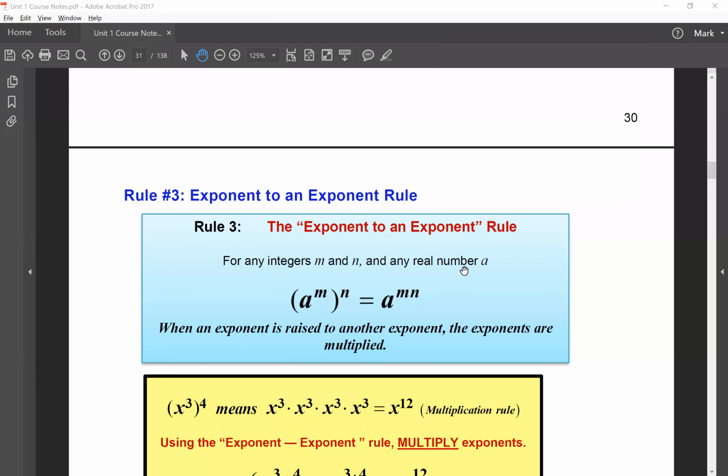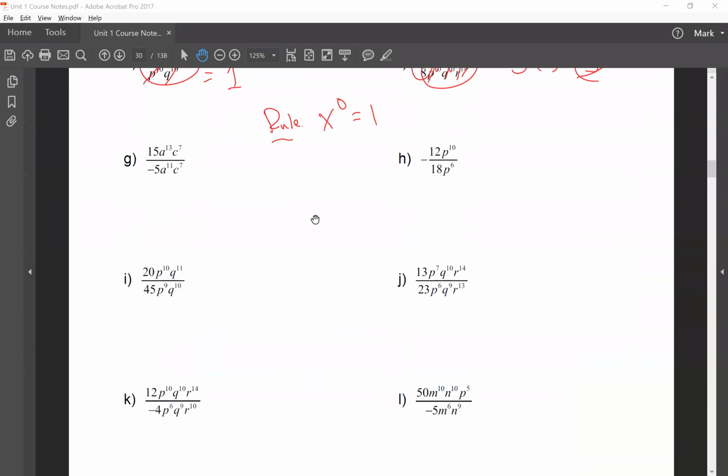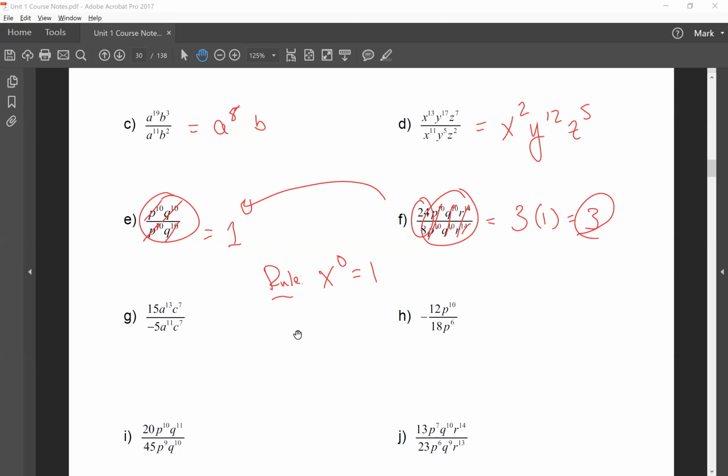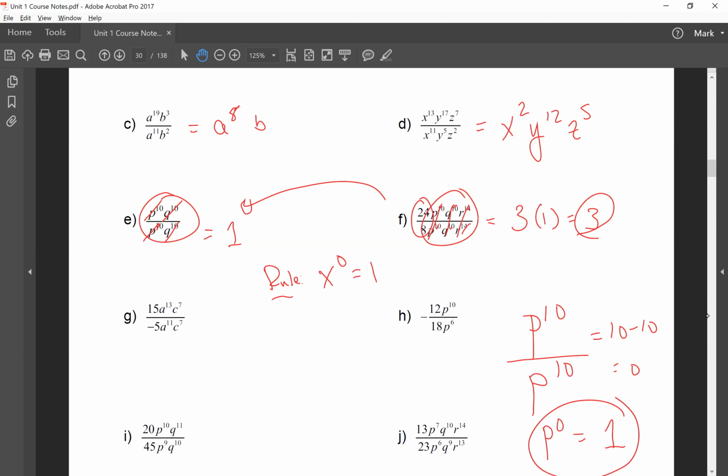All right. So yes, private message from Mona. The answer to E is 1. I just mentioned that when I take P to the power of 10 and P to the power of 10 and subtract those exponents, you get a 0. P to the power of 0 is 1. Any exponent to the power of 0 is 1. So the answer to E is 1. The answer to F is 3 times 1, which is 3. We'll talk a little bit more about that rule today too.